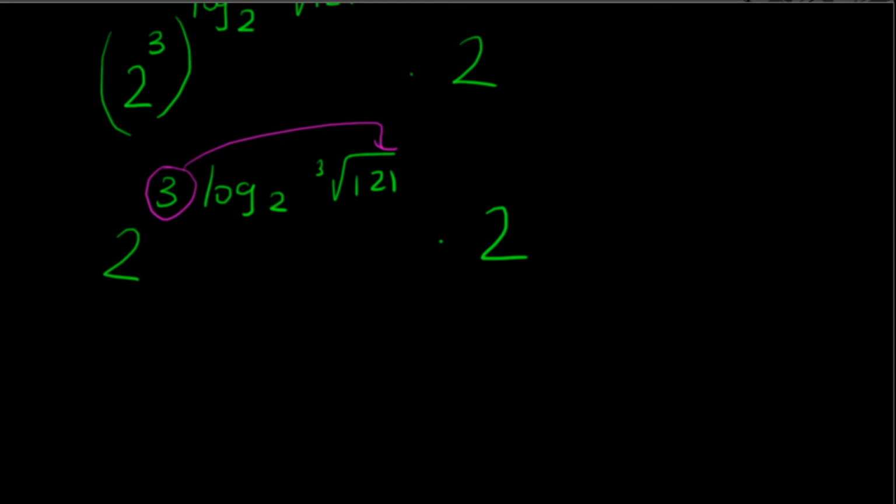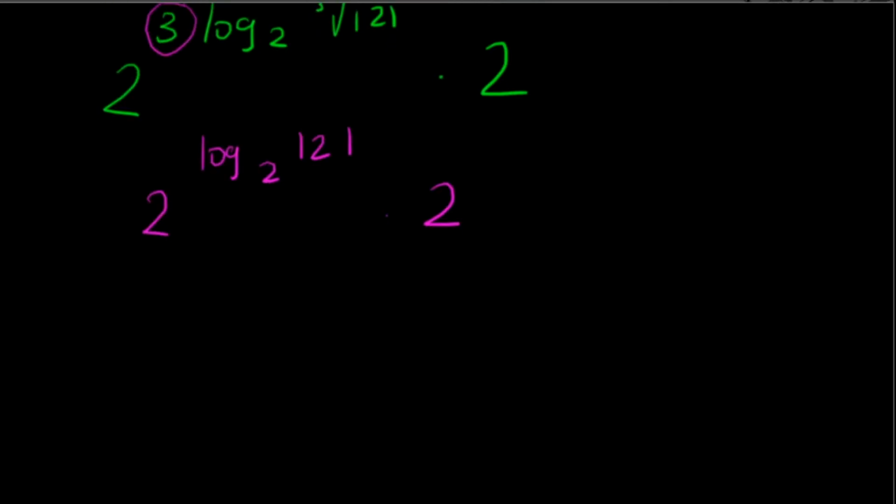So if I have the cube root and then I cube it, those two are going to cancel, and so I'm going to be left with 121. Okay, it's good because now I can cancel out the 2's and the logs, so I'm left with 121 times 2, so my final answer is 242.